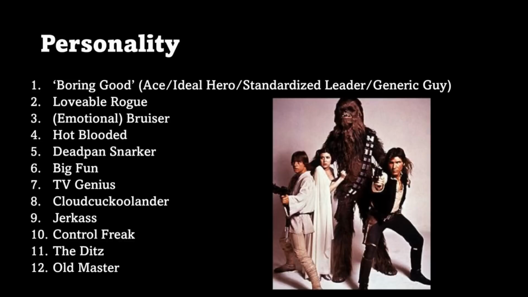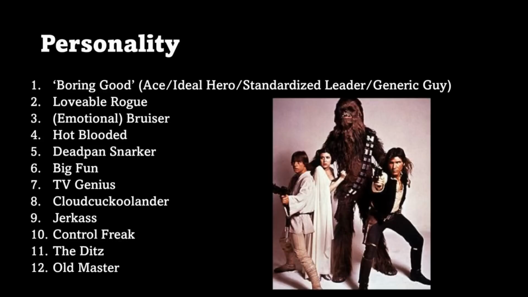The Cloud Cuckoo Lander is a character who's basically a little bit mad. He's a little bit crazy. He's a little bit zany, and he knows it, but he leans into it. Cosmo Kramer in Seinfeld, Howling Mad Murdoch in A-Team, Cloud Cuckoo Lander.